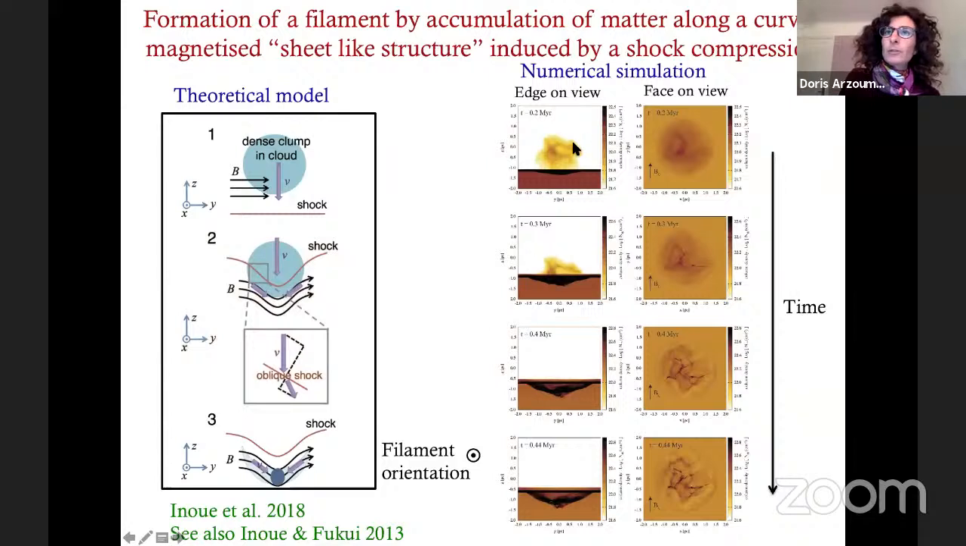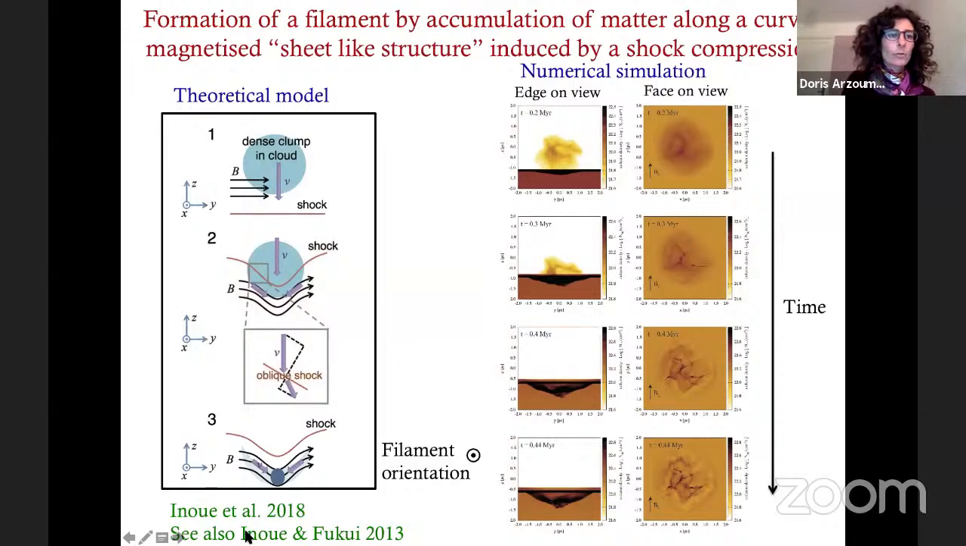Yeah, so here on the right-hand side, there are snapshots of the numerical simulation. So from top to bottom, it's evolution in time, and then you have edge-on view and then face-on view. And so there is the interaction of the large cloud with the smaller, denser cloud. And this interaction will flatten the small cloud. And then in this small cloud, there are filamentary structures which are formed.